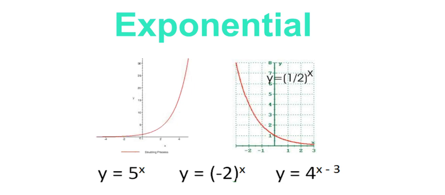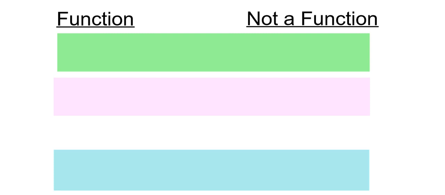So those were the four functions we worked with in Algebra 1 and Algebra 2, right? Those were our big ones: linear, quadratic, absolute value, and exponential. All of them are functions. So let's look at equations and decide whether they represent a function or not.